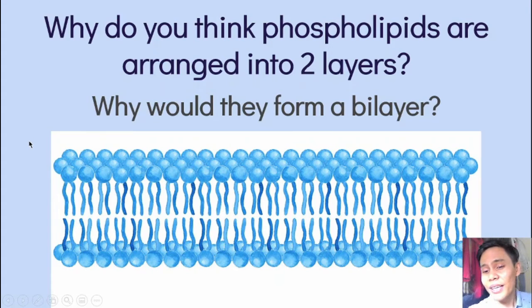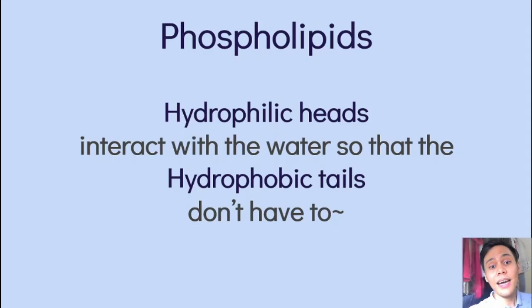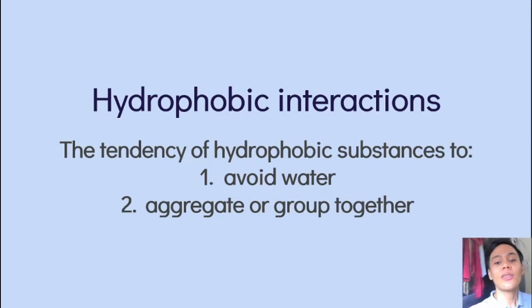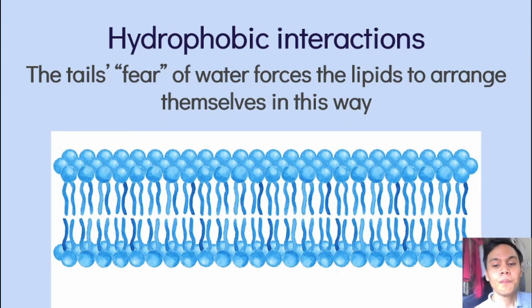So why are they arranged in two layers? It's because of the interactions between the hydrophilic and hydrophobic. The hydrophilic heads will interact with the water outside and inside the cell, so the hydrophobic tails don't have to. So they stay in the middle of that sandwich. So your hydrophobic interactions give your hydrophobic substances a tendency to avoid water and group together. That's why the tails are in the middle, grouped together and avoiding water. So that's why we have that sandwich, because of the hydrophobic interactions.